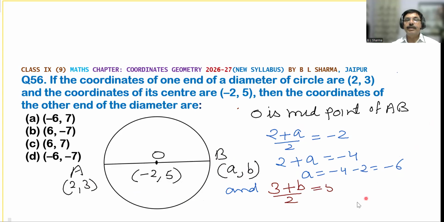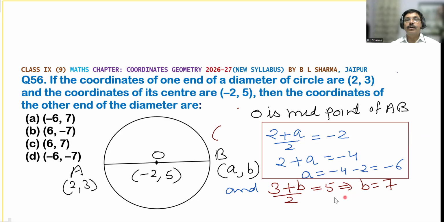On further simplification, 5 to the 10 minus 3, that is 7, or the value of B will be 7. So x coordinate is -6, y coordinate is 7. So that is -6, 7.